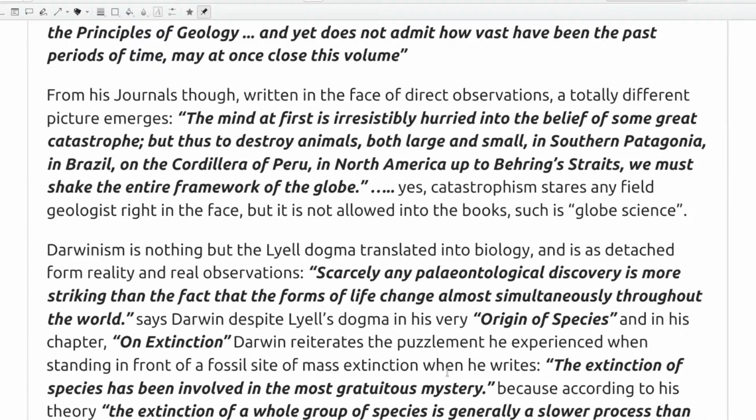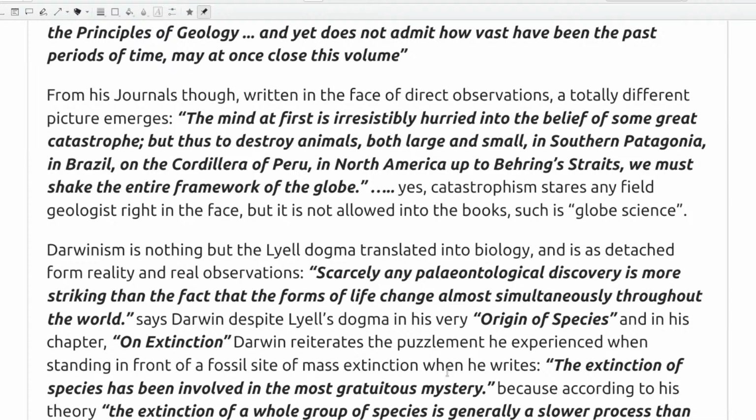Darwinism is nothing but the Lyell dogma translated into biology, as detached from reality and real observations. "Scarcely any paleontological discovery is more striking than the fact that the forms of life change almost simultaneously throughout the world," says Darwin, despite Lyell's dogma and in his very Origin of Species. And in his chapter on extinction, Darwin reiterates the puzzlement he experienced when standing in front of a fossil site of a mass extinction when he writes, "The extinction of species has been involved in the most gratuitous mystery."